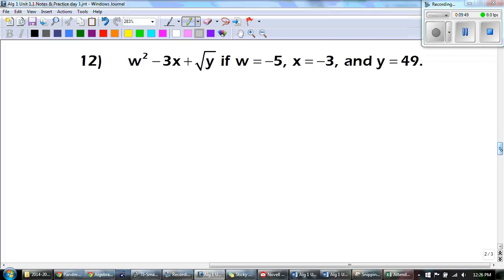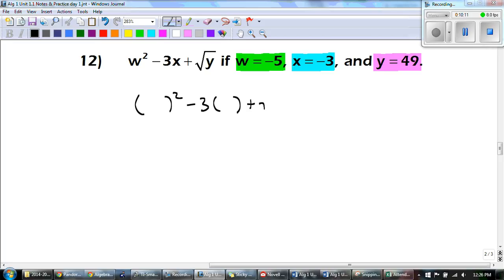Number 12. Okay, this is the first time that we are seeing 3 different variables. W is -5, X is -3, and Y is 49. Okay, so let's do this one together. We have W squared minus 3 times X plus the square root of Y. Okay, so for W we have -5. For X we have -3. And for Y, 49.